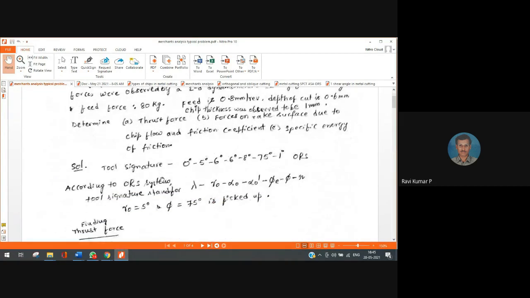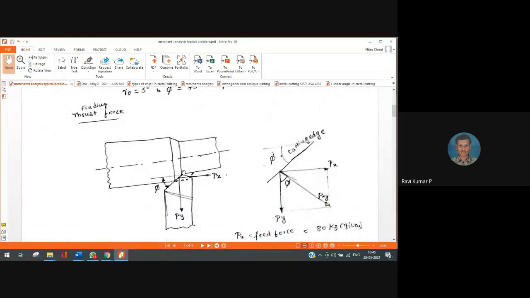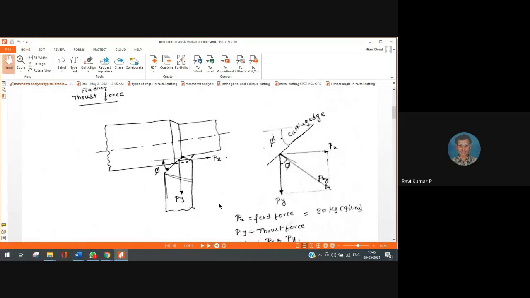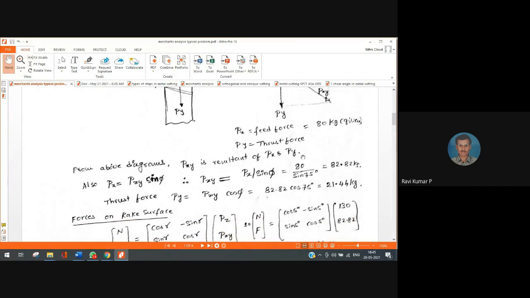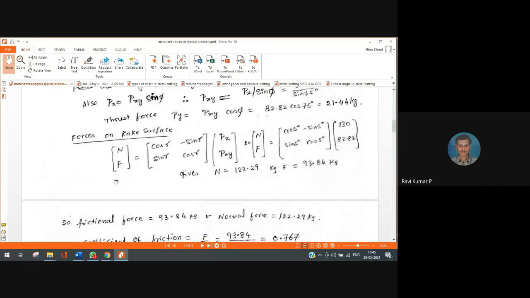So once I identified it like this, I came to a decision that generally one of Px, Py is 0. But in this case, since phi is not 90 or 0, I find Px as well as Py, both of them exist. Therefore, I have found out the value of Py, the thrust force, as well as the resultant of this thrust and feed force, Pxy, right? So this was one issue.